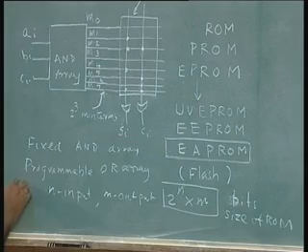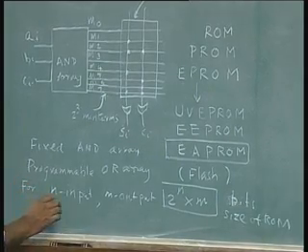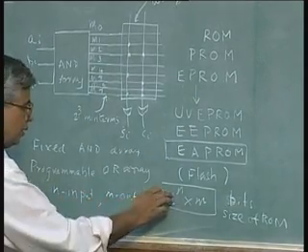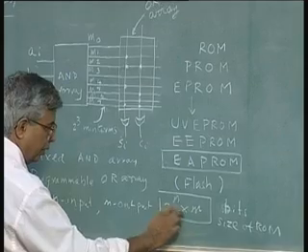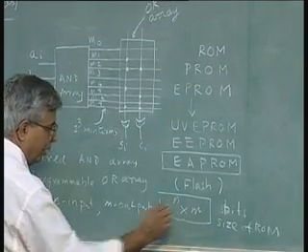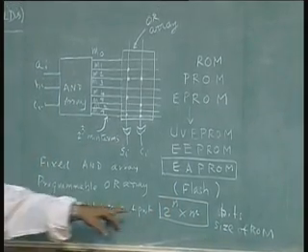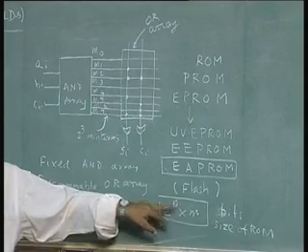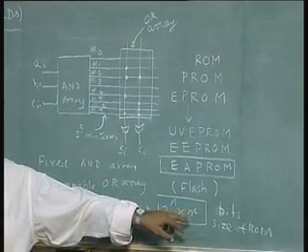Size of ROM for an n input, m output device, we need the size to be 2 power n times m. Remember that input increases the size exponentially, whereas output increases linearly.